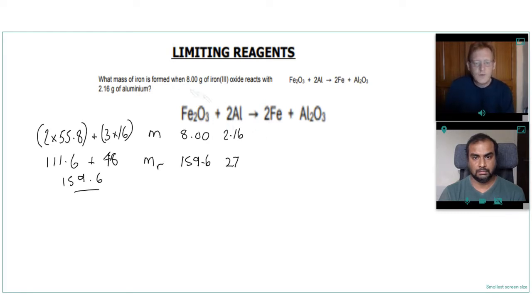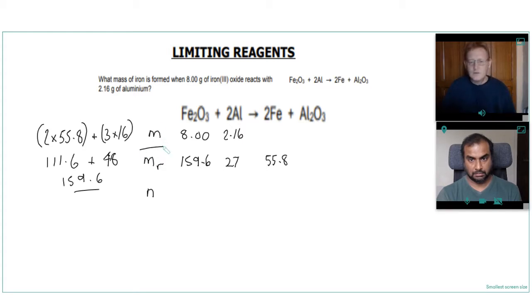And we can also put in, we've been asked for the mass of iron, so we can put that MR in here as well, of iron, which is 55.8. So now we can look at the moles. And the way we've written it, moles is mass over MR. So we can just do the division there.